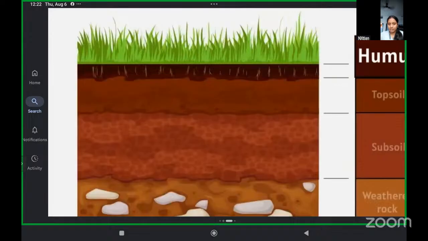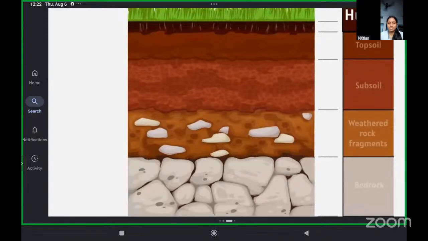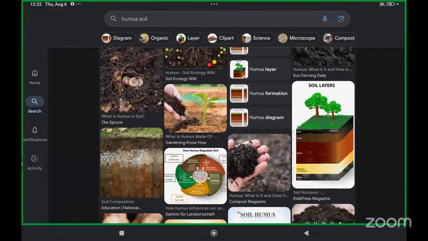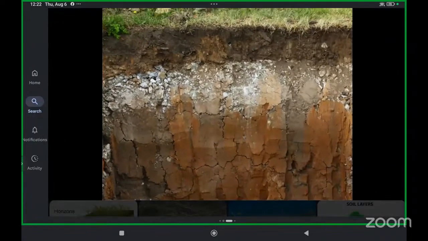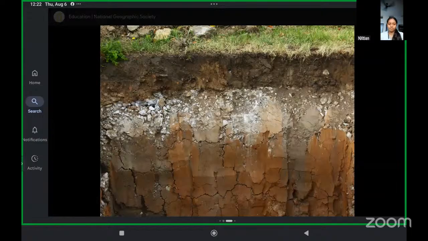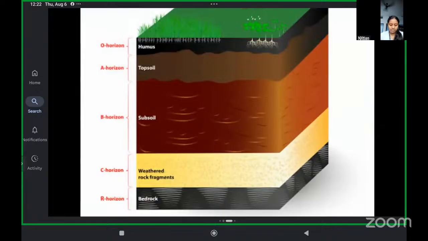So understood how soil is beneath the ground? What is the structure of soil beneath the ground? So this is humus. Humus is very fertile. You can see this is a real life image. You can see right below the grass is humus. Then beneath is bigger rocks and all. Topsoil, subsoil, weathered rock and bedrock.